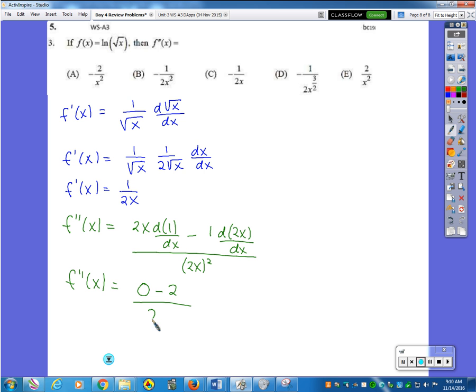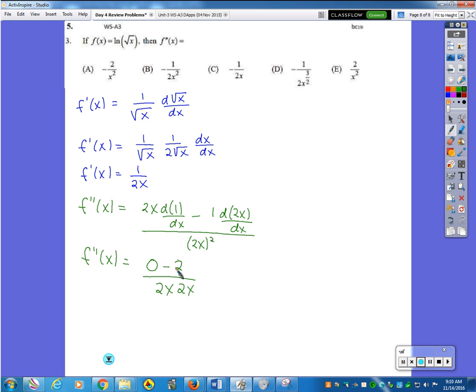Squared means to multiply by itself. Therefore, the 2 in the numerator can divide with the 2 in the denominator.